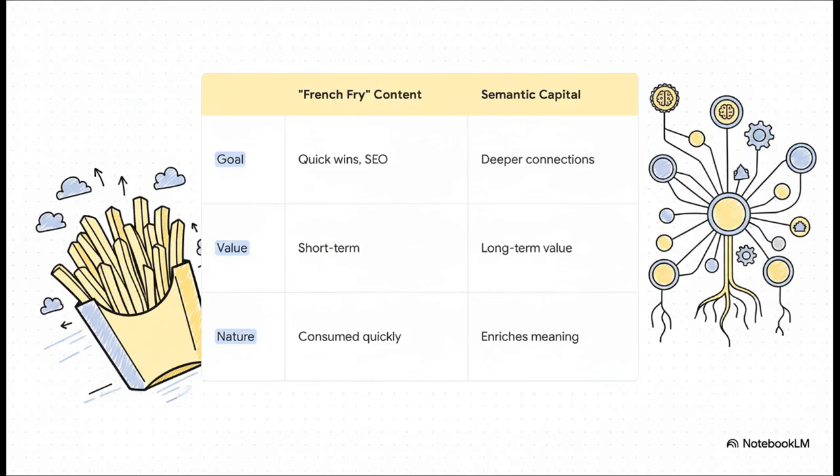The source material has this fantastic metaphor that I just love. On one side, you've got French fry content. You know what this is. It's all about the quick win. It's fast, it's easy to consume, but it's not very nourishing. But on the other side, you have semantic capital. And this is the good stuff. This is the material that builds real, long-term informational value and makes the entire web a little bit smarter.